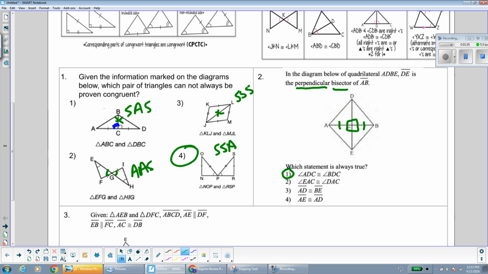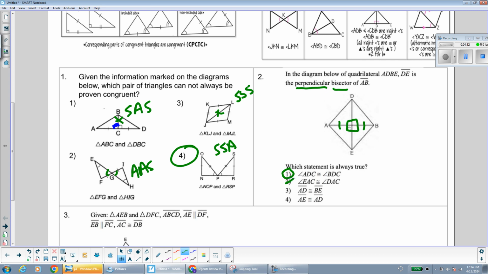And I'm going to circle it. Number two says angle EAC, that's this one over here, is congruent to angle DAC, that's this one over here. In order for this to be true, these two triangles would need to be congruent to each other. So that's this triangle over here and this triangle over here. But even though we do have this shared side over here, all we have is an A and an S. We would need another S or another A to prove the triangles congruent. So we don't know the triangles are congruent. We don't have enough information, so we can't CPCTC these two angles.